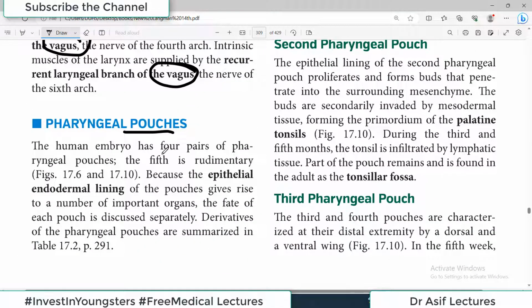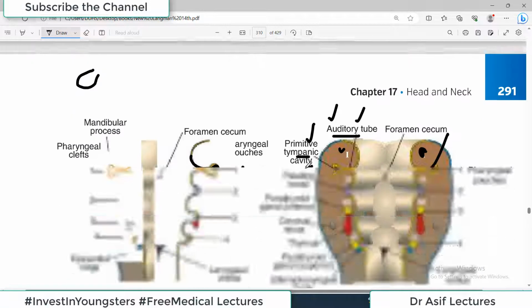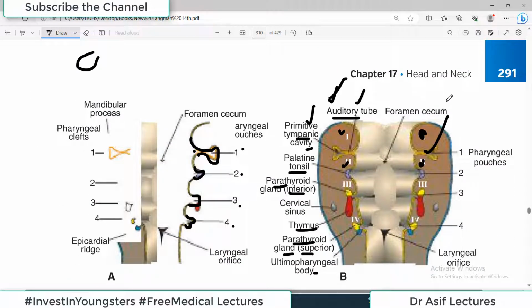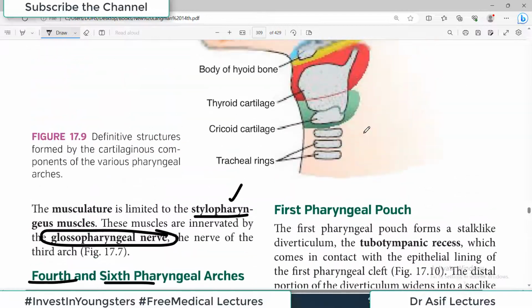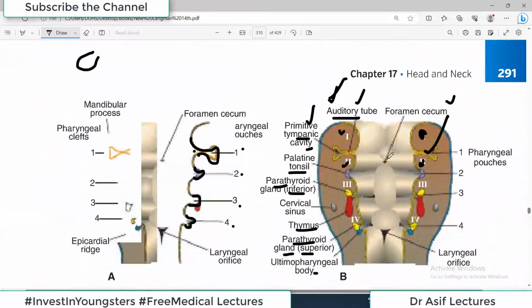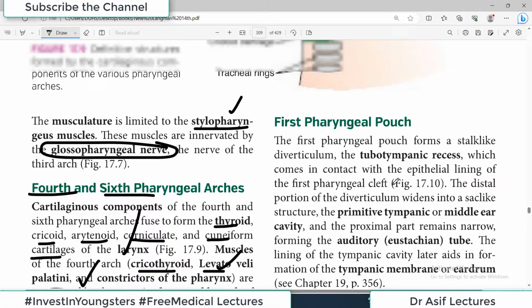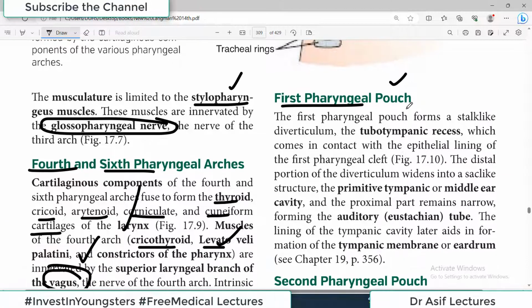The human embryo has 4 pairs of pharyngeal pouches. Obviously these are in pairs on the right side as well as on the left side. और ये जो pharyngeal pouches हैं they are 4 in number. Remember this, 5th one is rudimentary, okay? Because the epithelial endodermal lining of the pouches gives rise to a number of important organs, the fate is discussed separately, and this is what I just told you in this diagram. So let's see कि जो first pharyngeal pouch है उससे क्या बनता है.